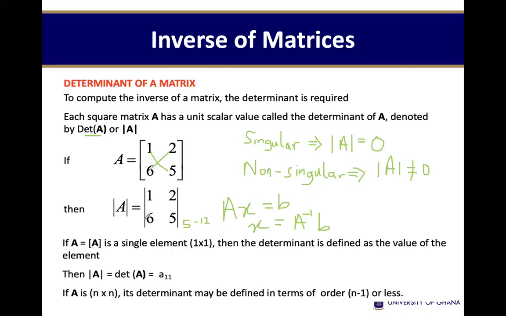And that should give us a minus 7. And once you get a minus 7, that is a non-singular matrix. Hence, the determinant is not zero, so it's a non-singular matrix and the inverse will exist. Remember, I said that the inverse is 1 over the determinant. So if the determinant is 0, then the inverse of that matrix does not exist.